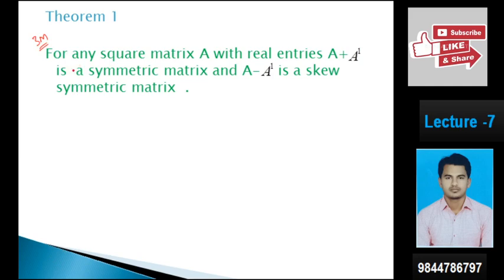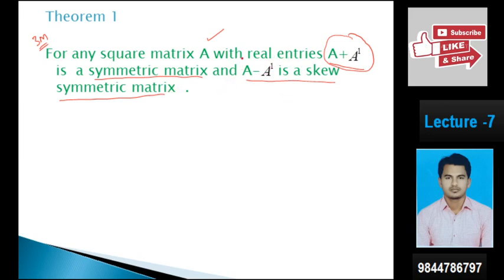The statement is: for any square matrix A with real entries, A plus A dash is a symmetric matrix, and A minus A dash is a skew symmetric matrix. Our intention is to prove that for a square matrix A with real entries, if I add A with A transpose, the resultant is a symmetric matrix, and if I subtract A transpose from A, the resultant is a skew symmetric matrix.